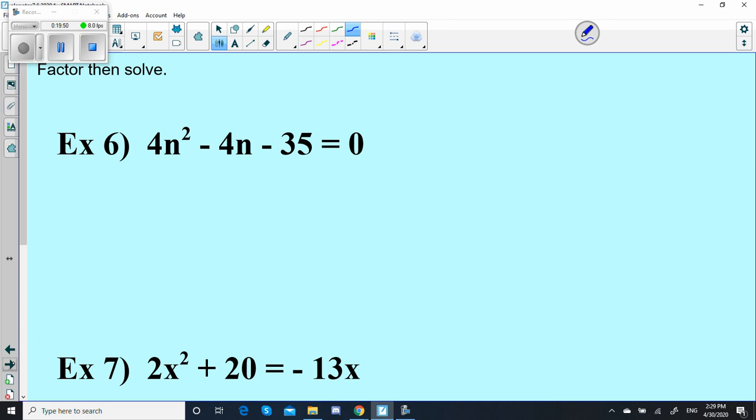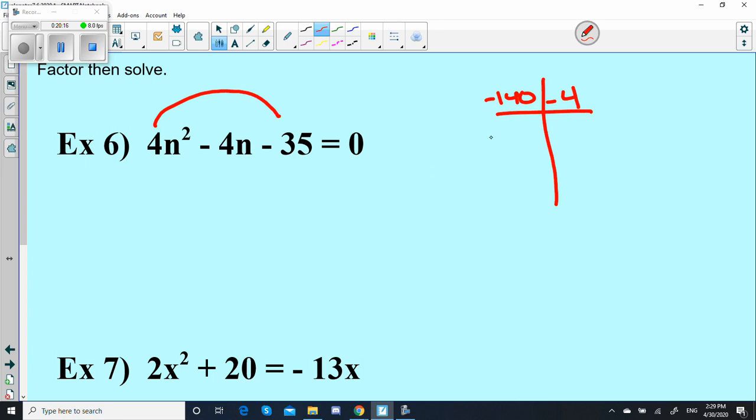So this is just another step, similar to what we did in 7.5. First we learned to factor, then we learned to solve. So let's work on this one. I'm going to multiply 4 times negative 35, and I'm going to use my calculator for that because I don't know my 35s. So 4 times 35 is negative 140, and they need to add up or subtract to negative 4.